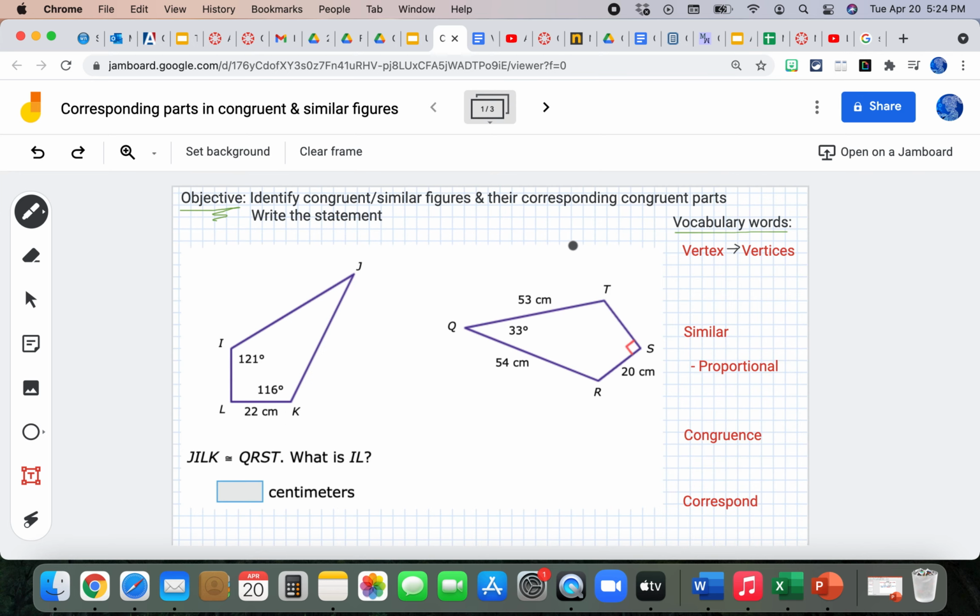Okay, now we are going to make sure that you learn these words today. First, vertex, vertices, similars, and the similars is going to be related to proportional sides, congruence, and we also want you to know the word correspond. What does that mean?